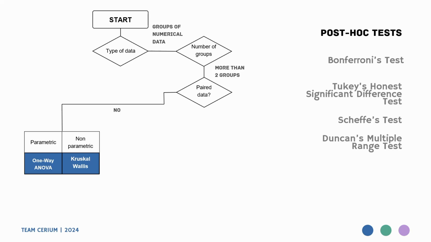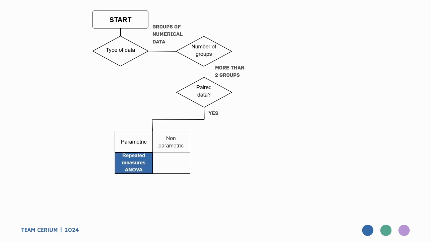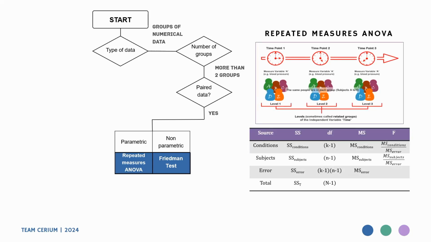Lastly, if we're dealing with more than 3 groups that have paired data, then we can use the repeated measures ANOVA for parametric data or the Friedman test if our data is non-parametric. A good example of this is when you want to know if there is a significant difference in the cigarette consumption of heavy smokers when they undergo a rehabilitation. You can use 3 time points to observe the cigarette consumption of the same subjects before the treatment, after 6 months, and after 12 months.